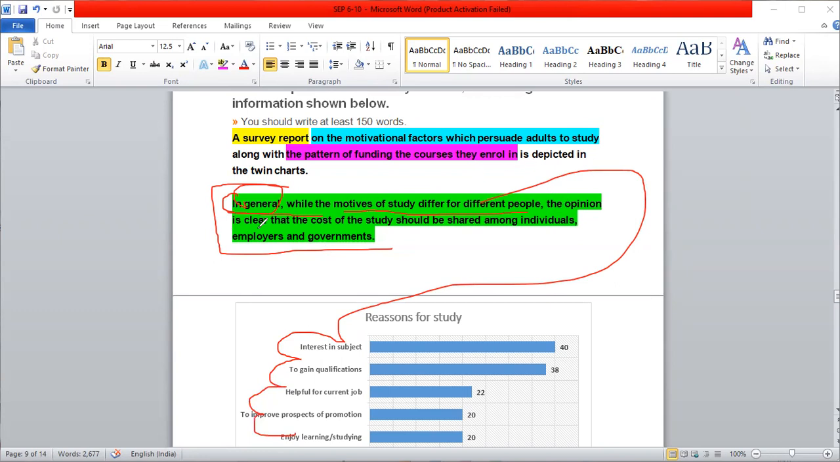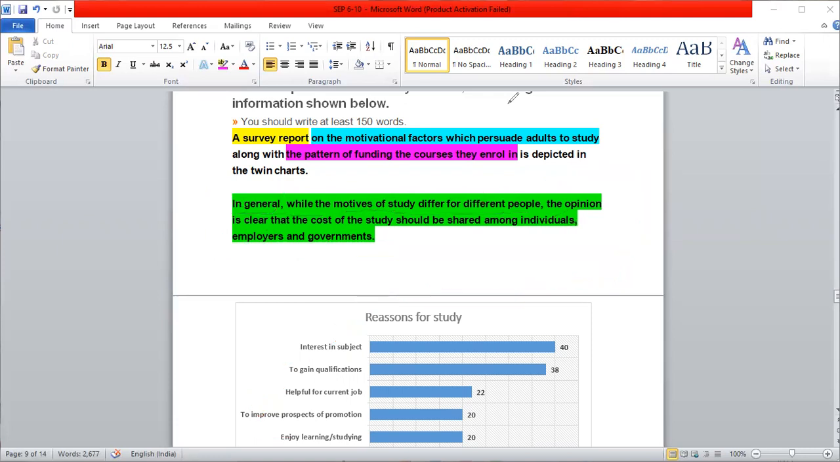And the opinion is clear that the cost of the study should be shared among individuals, employers, and the government. So three groups should share the expense of adult education. The group number one is individuals, two is employers, three is governments. So that's the thing here. So we have seen the introduction and the overview right now.